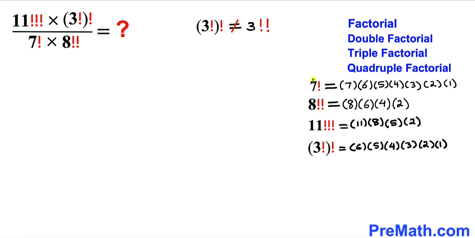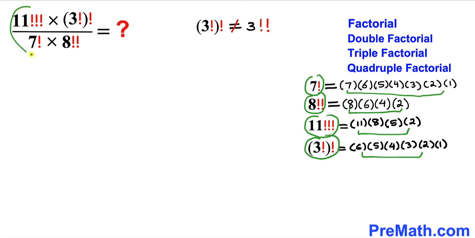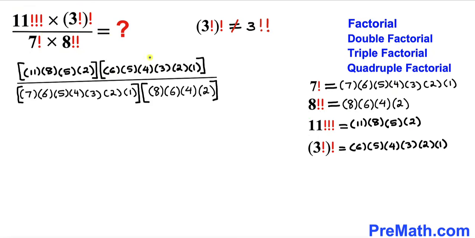And now we can see we figured out this 7 factorial, that is equal to this whole string. Likewise, 8 double factorial is this big number. Likewise, 11 triple factorial is this one, and finally this nested factorial is this one. We are going to plug it in over here in this problem, as you can see in this next step. Here I replace this 11 triple factorial by this number, and 3 factorial and then factorial by this one. Likewise, in the denominator, 7 factorial is right here and 8 double factorial is right up here. Now let's go ahead and simplify this fraction.